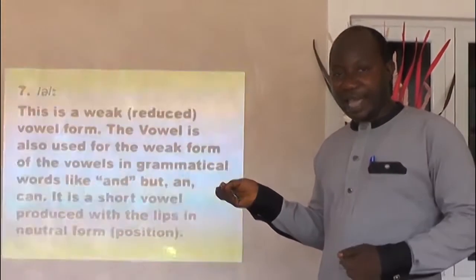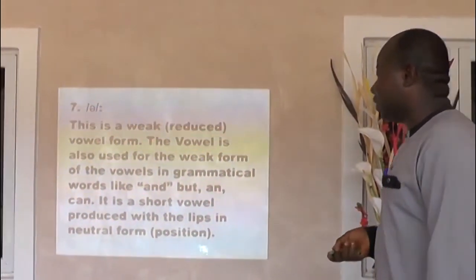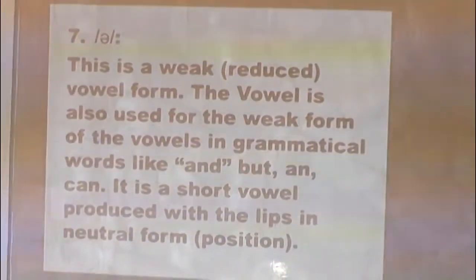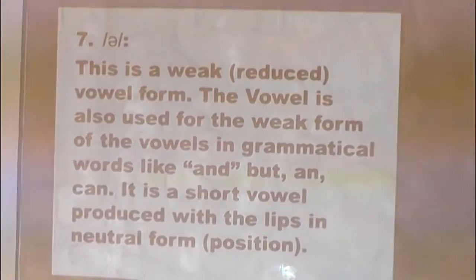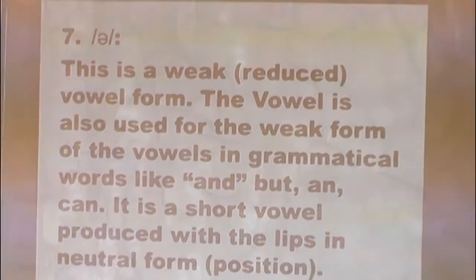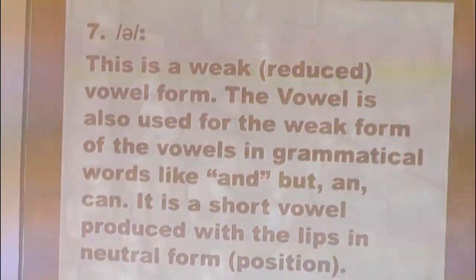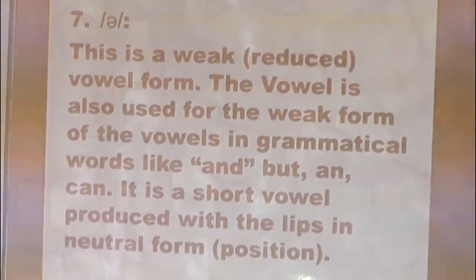So let me call it now. Look at my mouth. Say it after me. Now, look at it. It is a short vowel produced with the lips in natural form. It is in natural position. So, when you want to produce this word now in a weak form, you call it end.